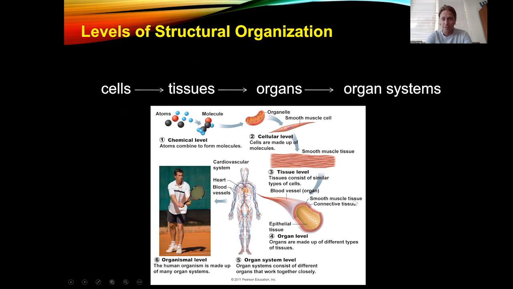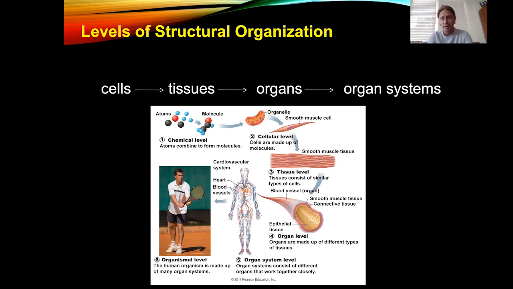In this example, we might have a single smooth muscle cell doing some sort of function, but when you get a bunch of smooth muscle cells working together as a whole tissue, you magnify that function. The next level up is organs. Organs are two or more tissue layers working together to do something. So all the organs in your body are made of at least two tissues, again working together to do something for your body.